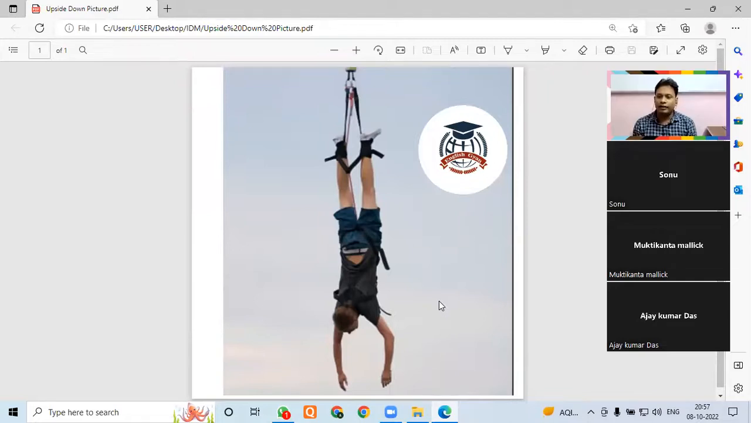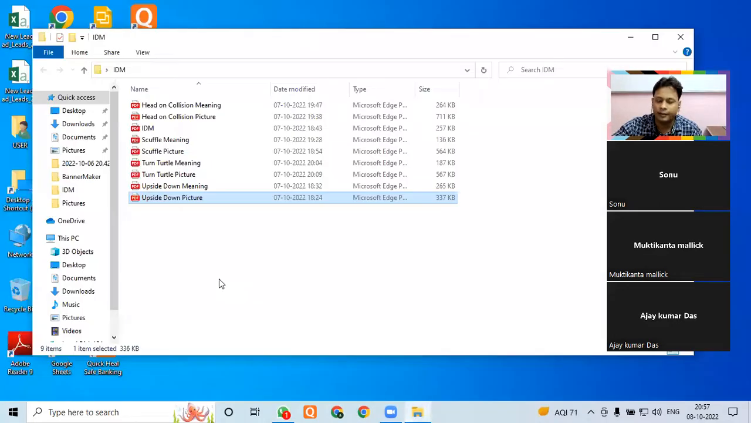Got it, sir? Yes, sir. So this is something called turn turtle and upside down. Two words you got today. Right now, let me go to the third one. Sir, turtle means turtle? Turn turtle is a phrase, not only turtle. Turtle is a different word, but turn turtle means to flip over.